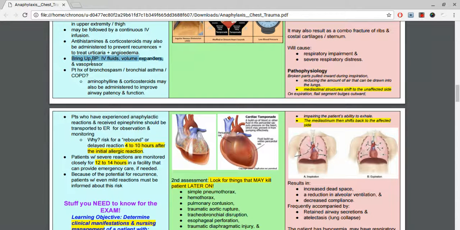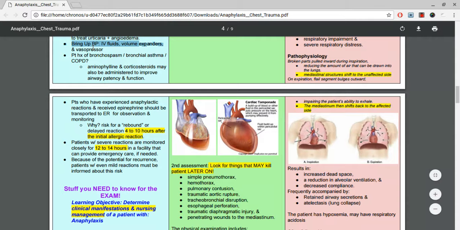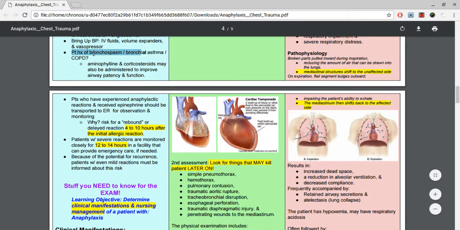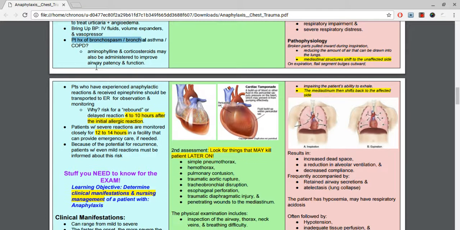It basically, we're bringing up your blood pressure with these interventions like IV fluids, volume expanders, and vasopressors. Because again, anaphylactic shock is basically your blood vessels dilating and your major organs aren't getting enough perfusion. So we're going to try to bring that blood pressure up by giving them fluids or constricting the blood vessels again. If the patient has a history of bronchospasms, bronchial asthma, or COPD, then we can add these drugs into the regimen, like aminophylline, corticosteroids, things like that, because we want to increase the airway patency and function.